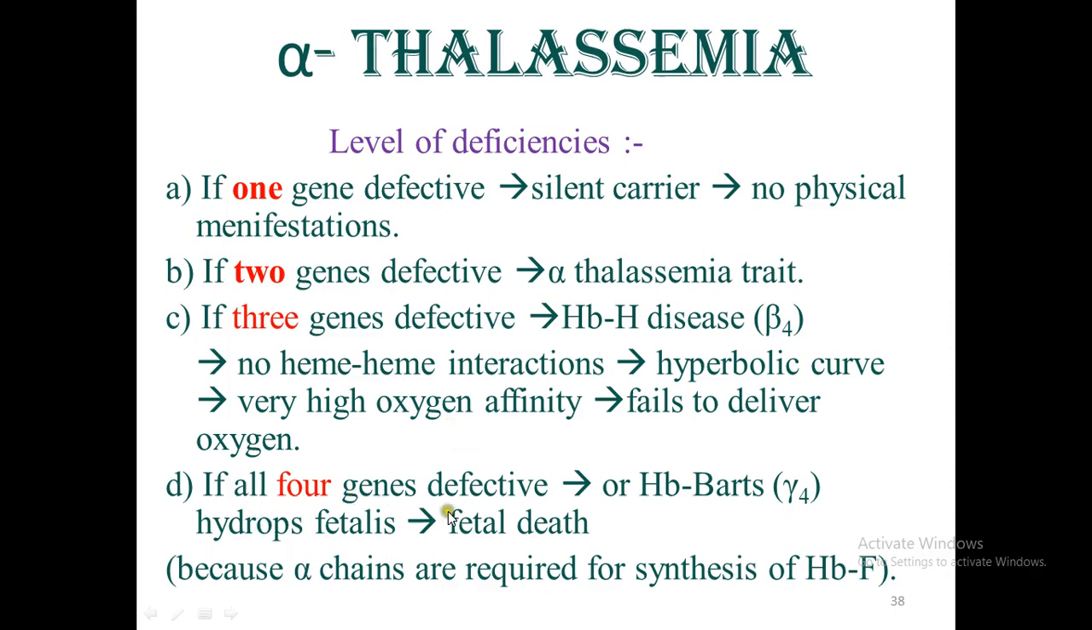If all 4 genes are defective, then it is called hemoglobin Bart's, because here all the 4 globin chains are going to be the gamma type. And the child suffers from hydrops fetalis. This leads to fetal death either in utero or just after the child is born, because alpha chains are definitely required for the synthesis of even hemoglobin F.